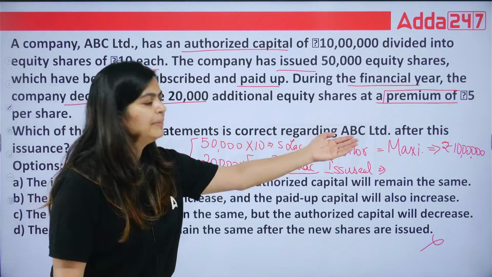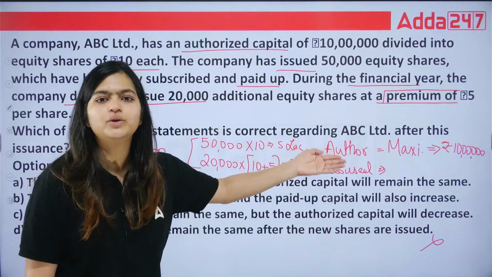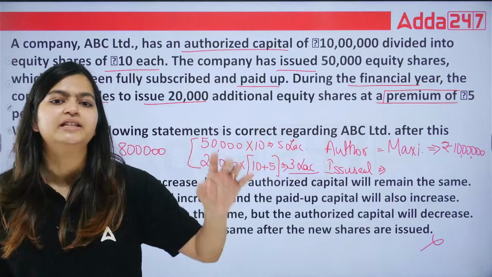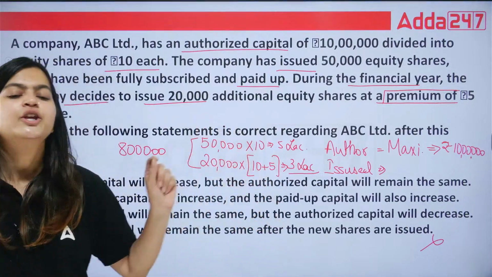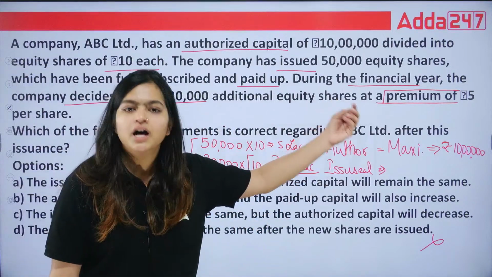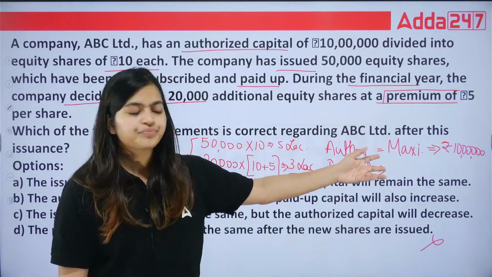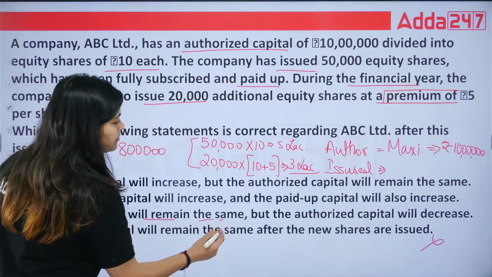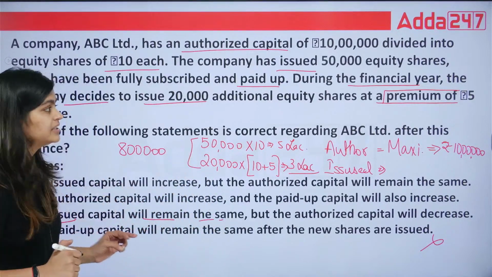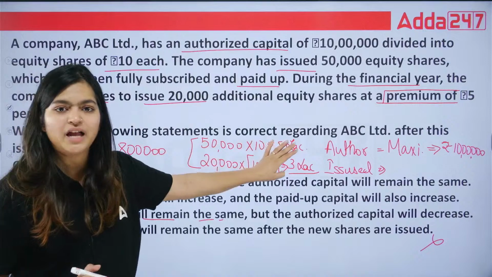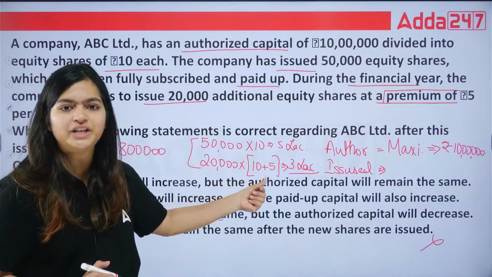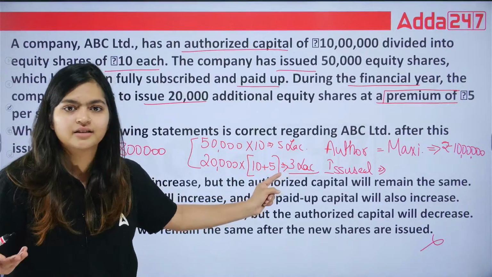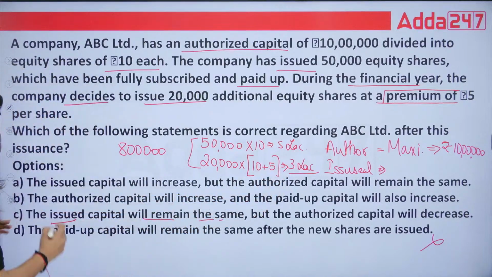Why will authorized capital decrease? That is the maximum limit. You cannot change this authorized capital all of a sudden unless you take the permissions, unless you pass your respective standards. So this statement is also wrong, that issued capital will remain the same. Why will issued capital remain the same? Before it was around 5 lakh. Now after issuance of equity shares at premium, your issued capital is also increasing by 3 lakh. So this statement is also wrong.